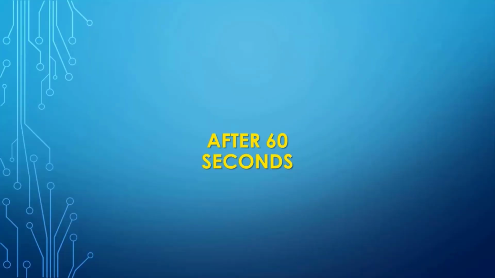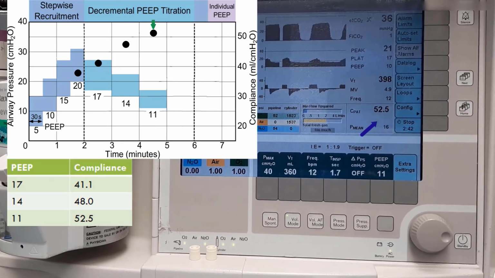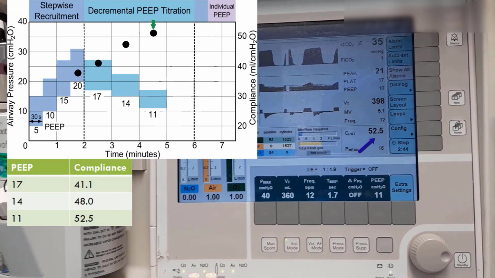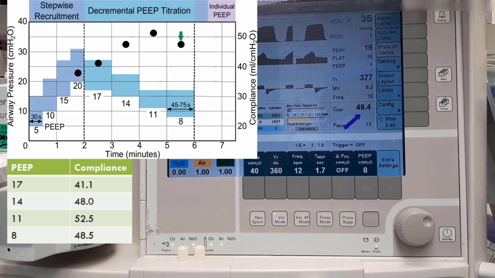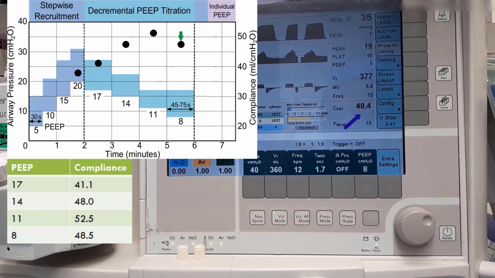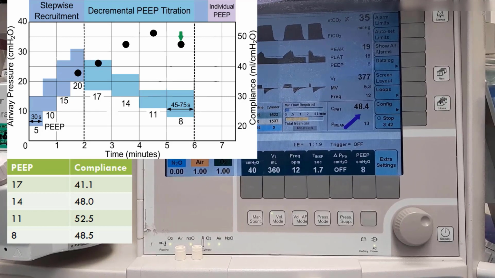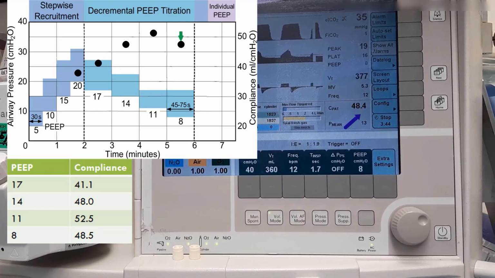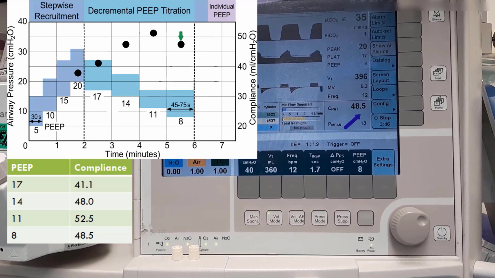And then, after 60 seconds, we again decreased the PEEP from 14 to 11. When we did so, notice now that compliance reached 52.5. And then, after 60 seconds, we decreased the PEEP from 11 to 8. As we do so, the compliance decreases to 48.5, which is lower than the compliance achieved in the previous step. Consequently, the PEEP of 11 was associated with the maximum compliance and will be the PEEP to be used.